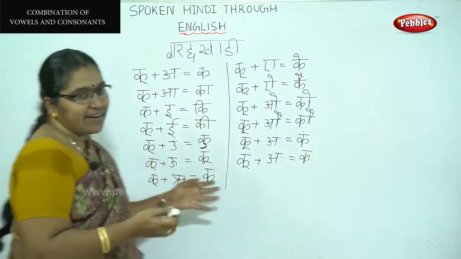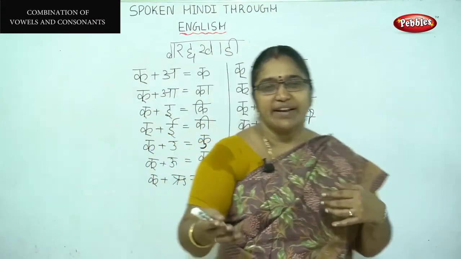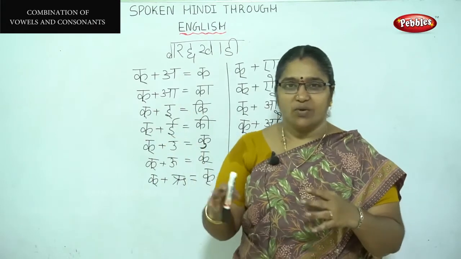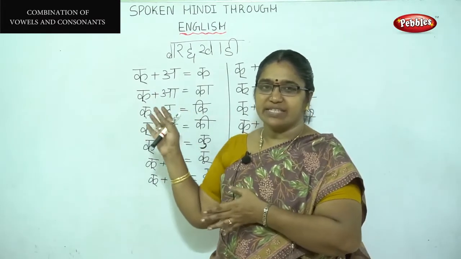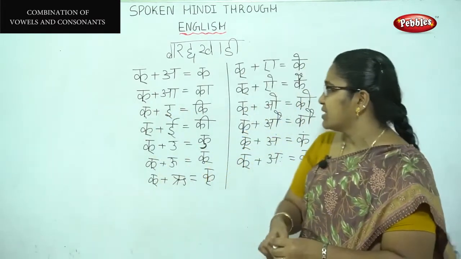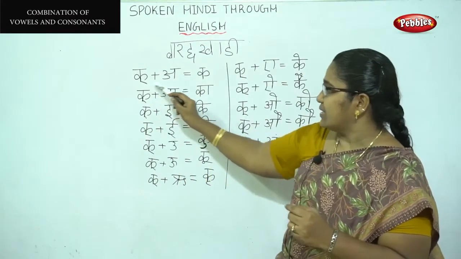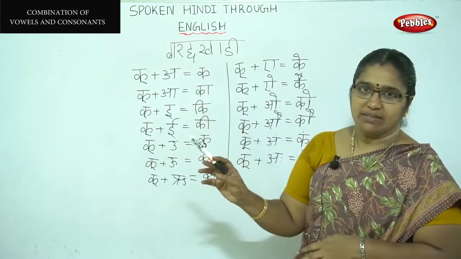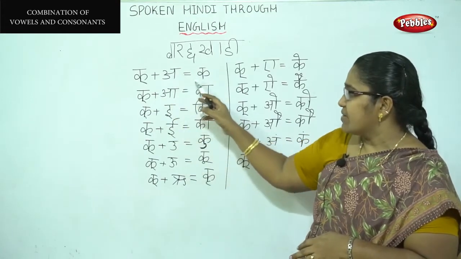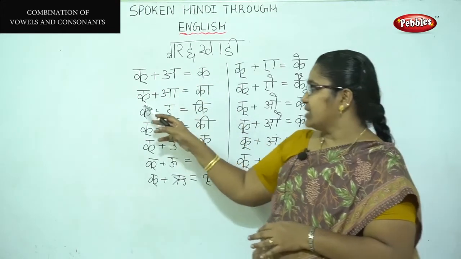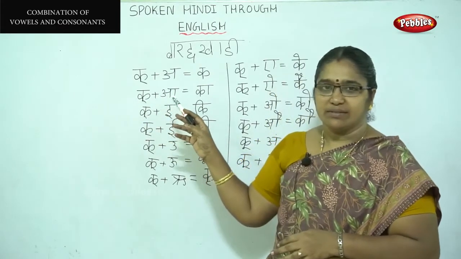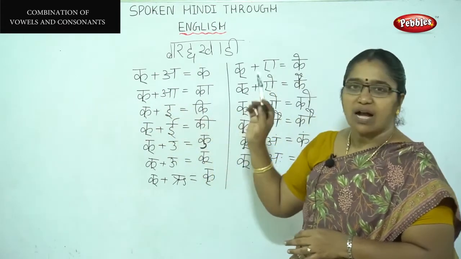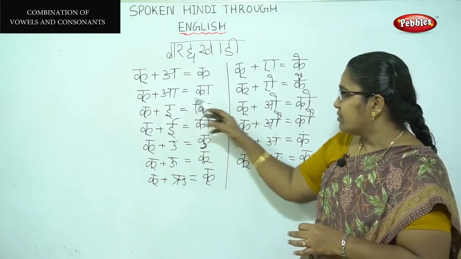Like this we can write all the vyanjans and pronounce like this. See, this is ik plus a, ik plus a gives ka.